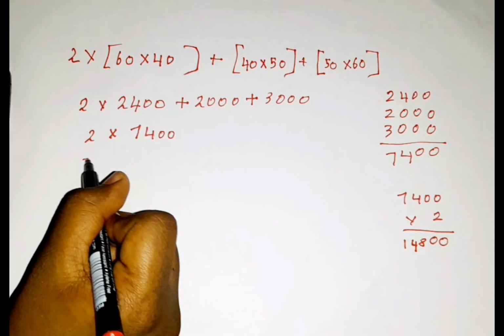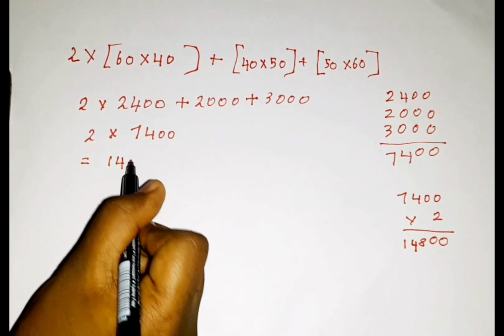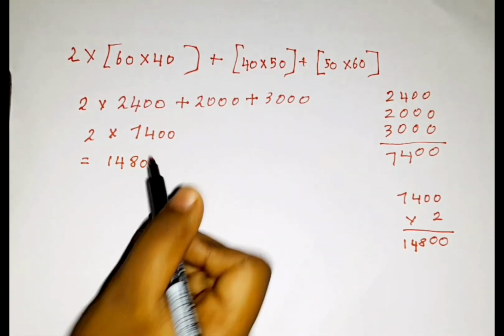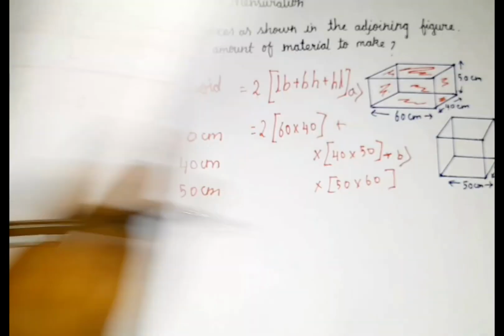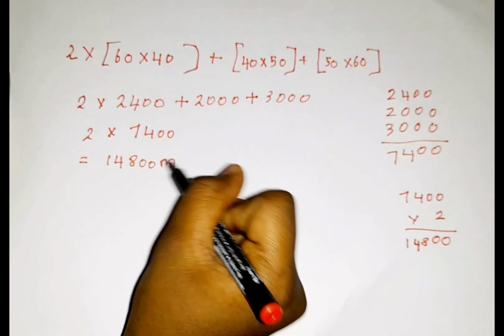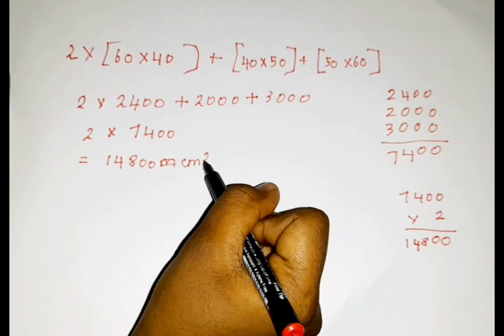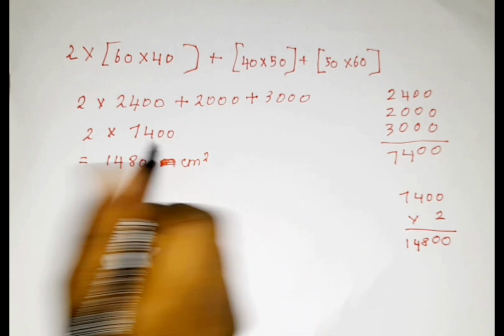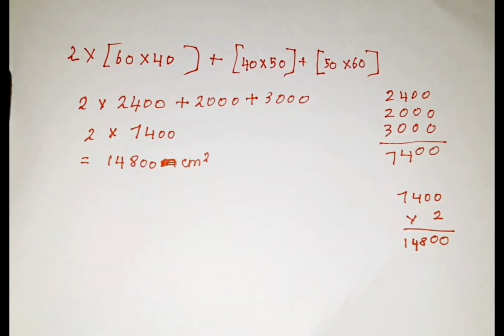So now what do I have? 14,800 meter. So it is in meter form, am I right? Yeah, sorry, it's in centimeter form. So centimeter, let me cancel it. Centimeter square. So this is the area for the cuboid. Now we are going to be finding the TSA of the cube. Not the area, we say it as TSA. Let me show you guys the TSA of the cube.